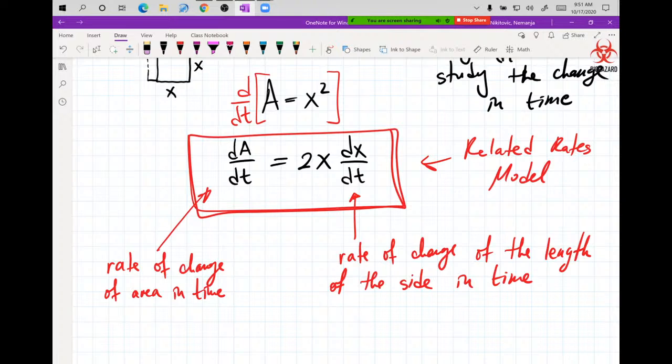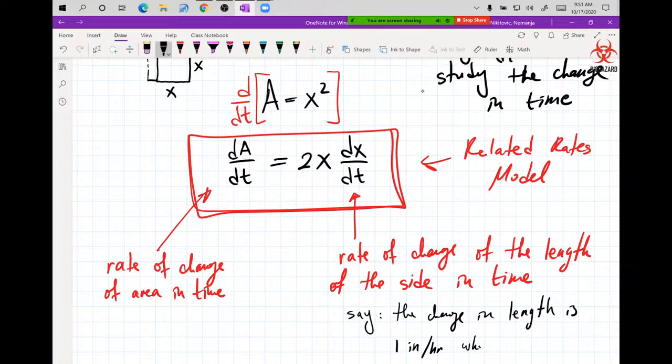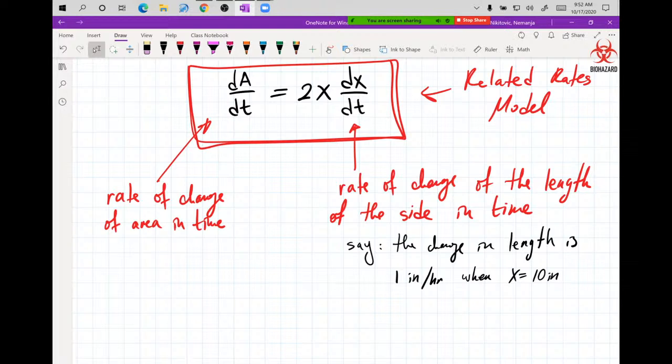So now I can say that my problem over here, we can say that the change in length is 1 inch per hour when x is, let's say, 10 inches long. I'm just making up numbers. Who cares? And this will immediately ask a question: how fast is the area changing in time? Now, the next problem will put this into perspective of why would you want to know something like this, for instance.